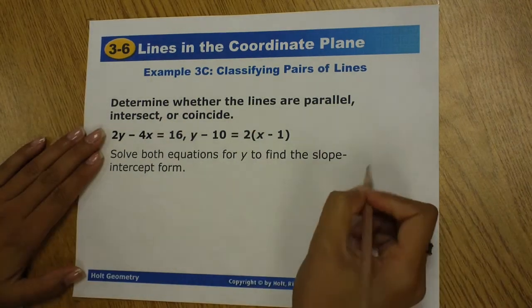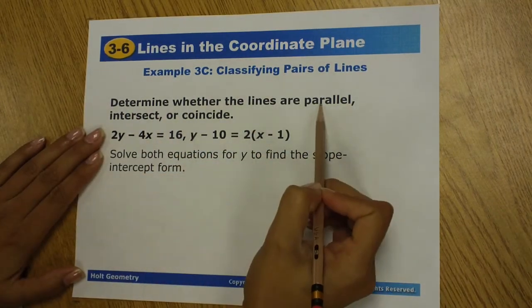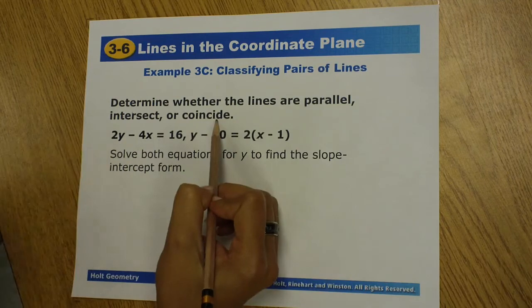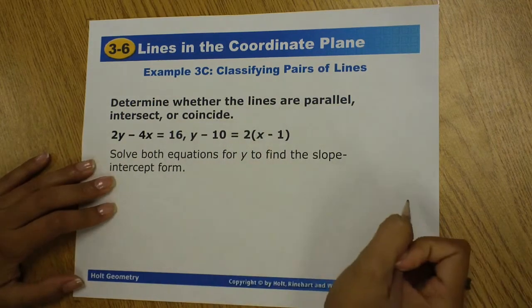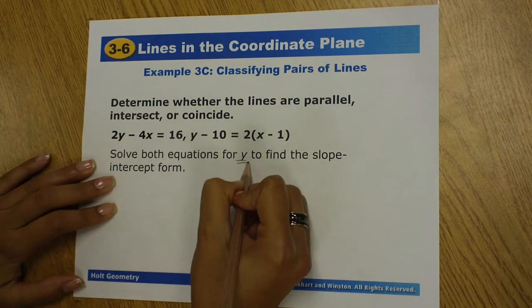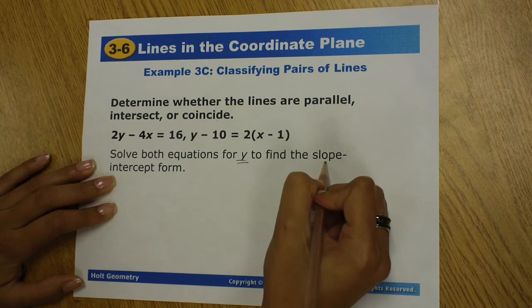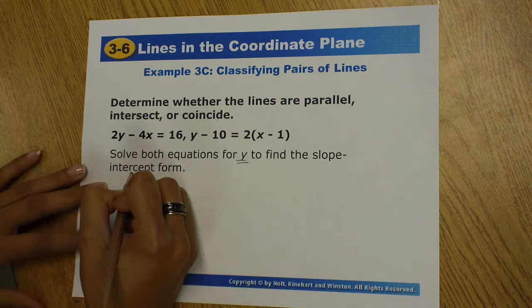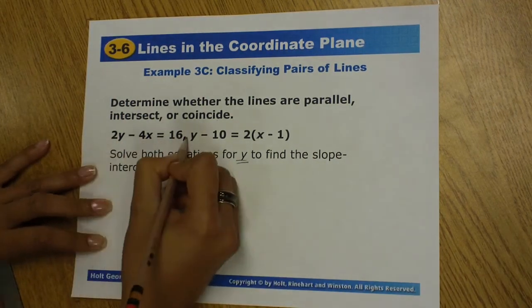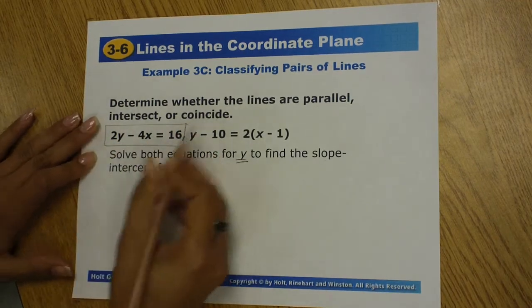Alright, very last thing. We need to determine whether the lines are parallel, intersecting, or coinciding. And what you're going to do for all of these is you're going to solve them for y so that you can see the slope and you can see the intercept. So let's start with this one here.